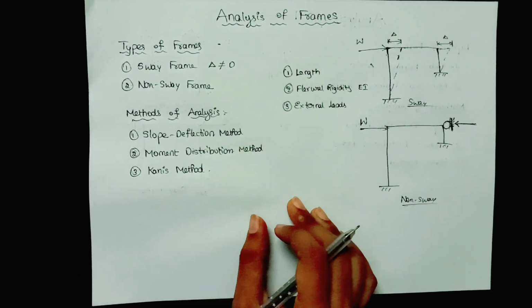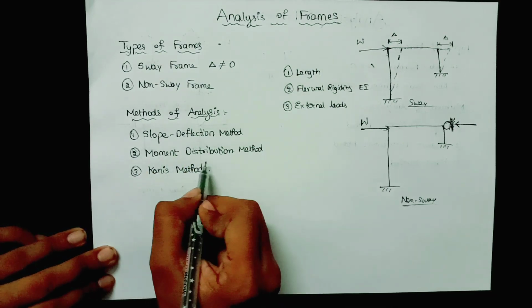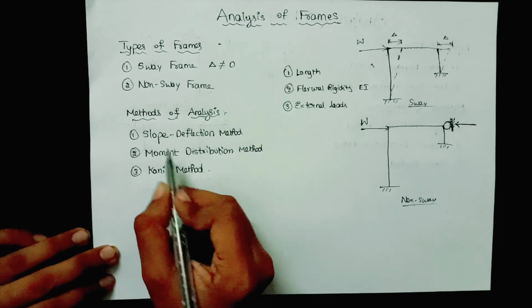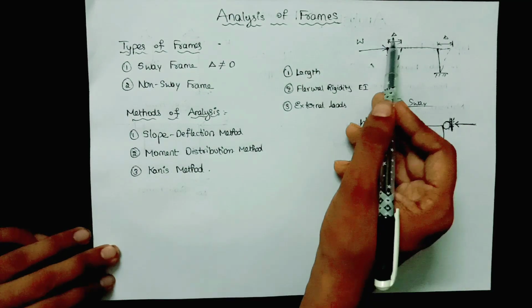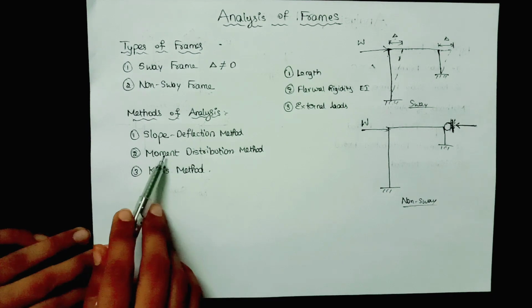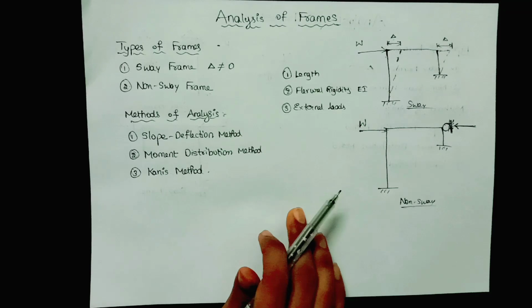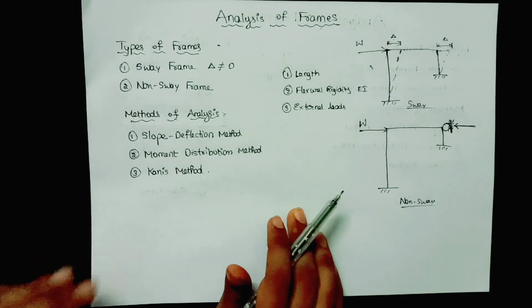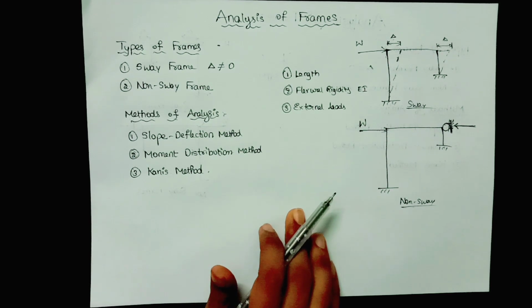Now coming to the methods of analysis, there are mainly three methods: slope deflection method, moment distribution method, and Kani's method. In the slope deflection method, we use slopes and deflections to form the slope deflection equations. The moment distribution method is based on the distribution of moments to all the members, and the distribution is based on their stiffness and distribution factors. And the last one is Kani's method. These are the three methods in which we will analyze the frames.